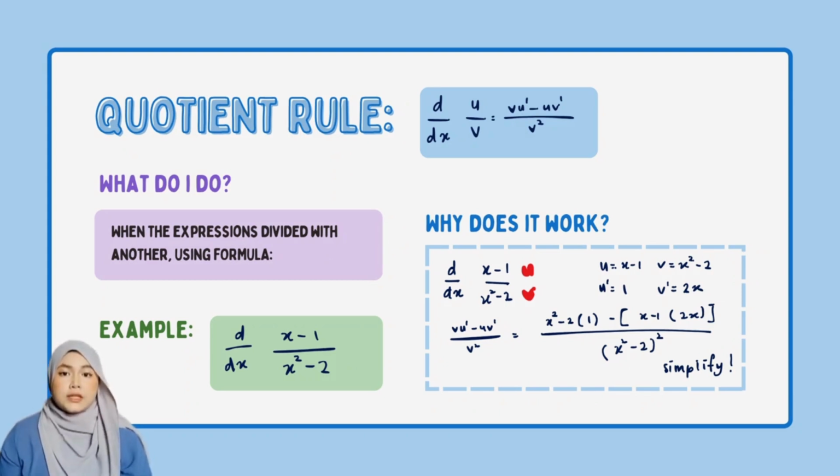For u prime, we need to differentiate u. So u is x minus 1. If we differentiate x minus 1, it is equal to 1. And for v prime, we need to differentiate v. So v is x squared minus 2. After we differentiate x squared minus 2, it turns into 2x.